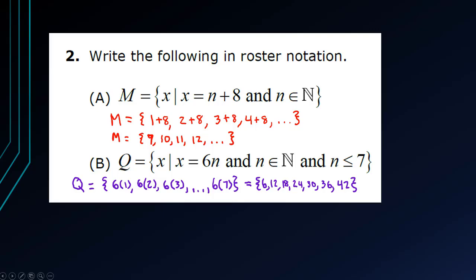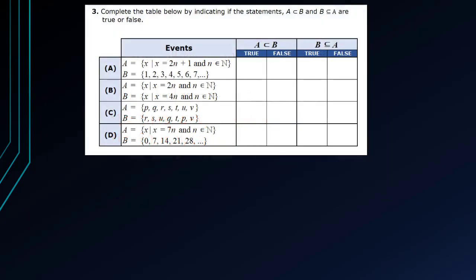On to the next problem. In this problem, you're asked 2 different questions to determine if they are true or false: that A is a proper subset of B, and that B is a subset of A. Now, the difference between a proper subset and just a regular subset is that for a regular subset, the 2 sets could be equal. They could have the exact same elements.